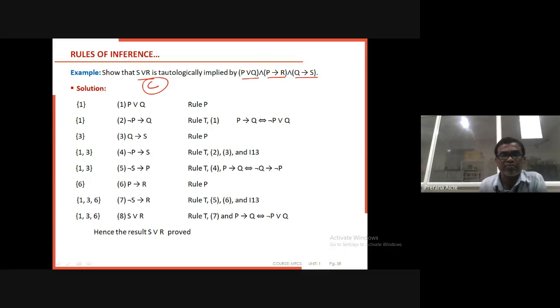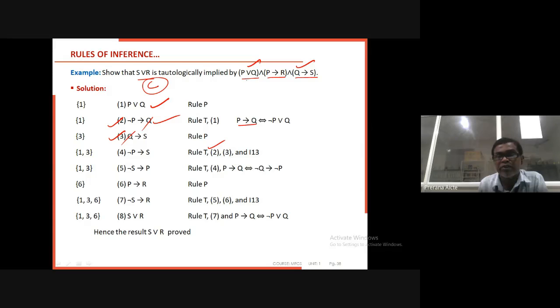First I introduce P or Q, and by the P implies Q equivalence formula I get an equivalent form, so that is rule T. In the examination there is no need to write all this. Now this is the result. Now I apply Q implies S, from 2 and 3: negation P implies Q, Q implies S. Now this Q gets cancelled, and negation P implies S is the result. I consider that rule T.